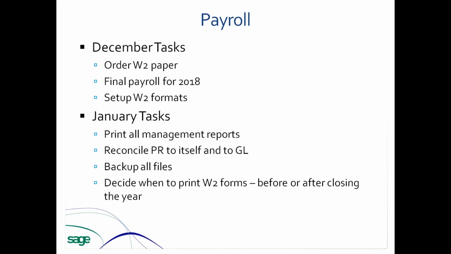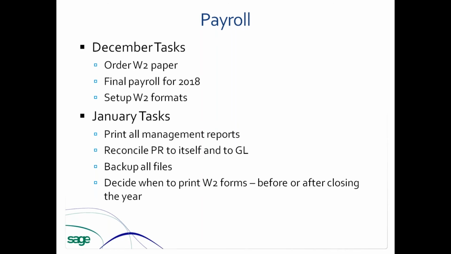So we're ready to start talking about payroll. So things that you should have ready in December, you've got the paper ordered if you're going to be printing your own W-2s. You've done the final payroll for 2018. You've gone in and looked at the W-2 formats, made sure that those, if you need to make any changes from last year to this year, I'll show you when we get into the software where to make those changes. In January, after everything for 2018 has been posted, make sure all the reports have been run, you've reconciled, you've got a good backup.